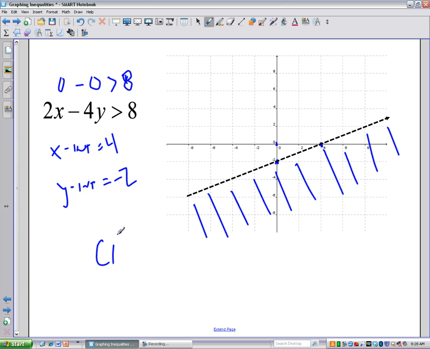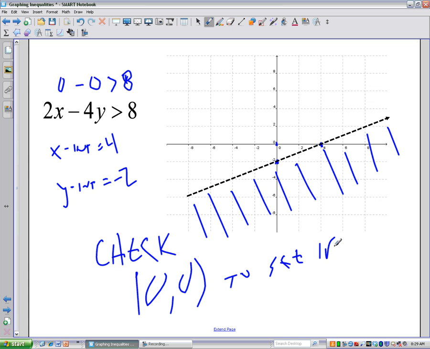Check 0, comma 0 to see if it works. All right, so we've learned much, we hope. But we haven't learned much at all, because graphing these is just using the stuff that we've been doing for graphing, with the extra twist of where we shade. So that's my whole story for today.